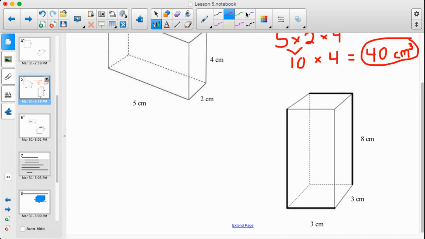Let's go down to this bottom one. I'm going to do it in blue. This time I have 8 centimeters, 3 centimeters, and uh-oh, where's my other little guy? He's under here. He's 3. Trust me, it's another 3.